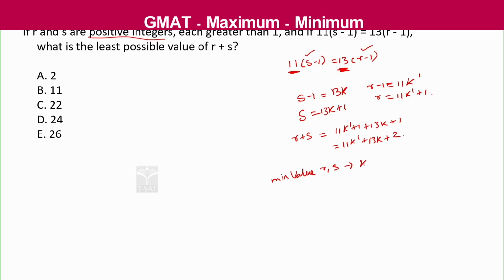You will have to take k and k' both equal to 1, because they are positive integers, they cannot be 0. If it is 0, then the value will not be satisfying. It has to be greater than 0. So the minimum value will be when k is equal to 1 and k' is equal to 1. Therefore, the minimum value of R plus S will be 11 plus 13 plus 2, which is equal to 24 plus 2, equal to 26. The answer is option E.